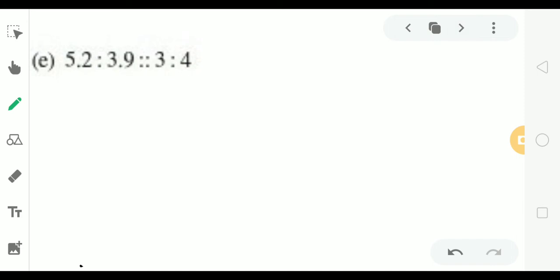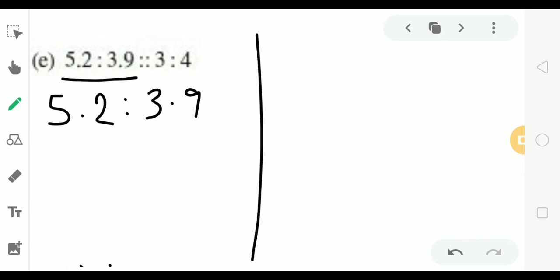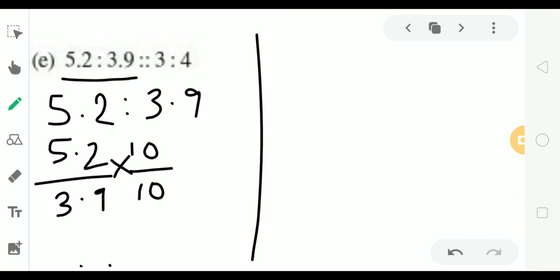See the next one, first two, that is 5.2 is to 3.9. So the first one, 5.2 is to 3.9, we write it as 5.2 upon 3.9. So we can multiply both numerator and denominator by 10 in order to make it as whole number. So we get this as 52 upon 39.